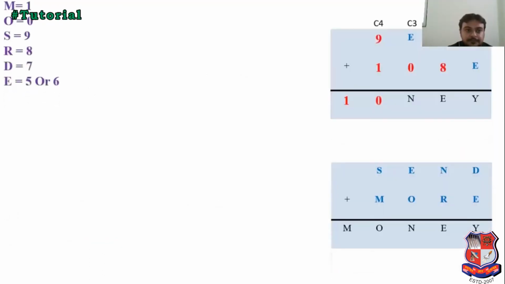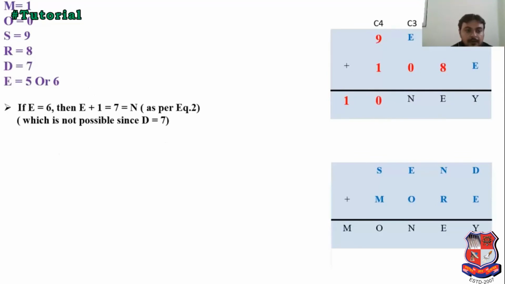Okay, if we consider e is equal to 6 and apply it into equation number 2, we find out n is equal to 7. It is not possible because d is equal to 7 we have already predicted. So we consider e is equal to 5 and apply this in equation number 2. So we can easily find out the value of n. Okay, so we have found e is equal to 5 and n is equal to 6.